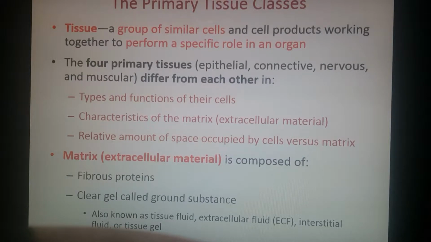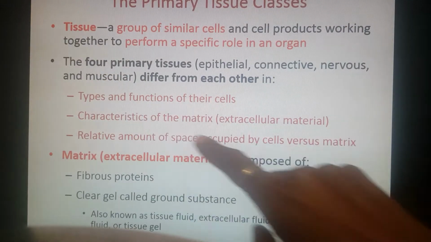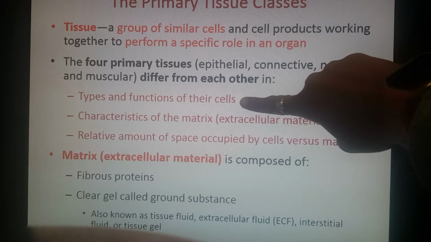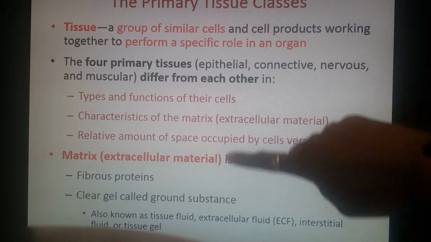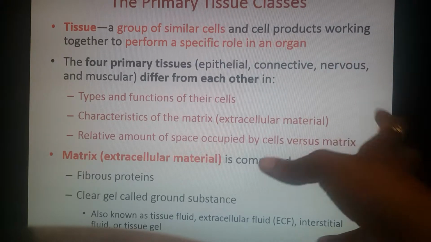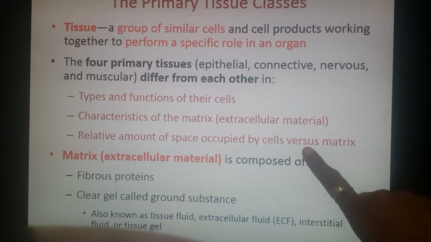So a tissue is a group of similar cells, and they perform a specific role in an organ. There's 4 different tissue types. So we have epithelial, connective, nervous, and muscular tissue, and they all differ from each other in the types of cells that make them up and the functions of those cells, what's inside their matrix, so what's on the outside of the cells, the extracellular components of those tissues, and how much space is occupied by the cells versus the matrix.